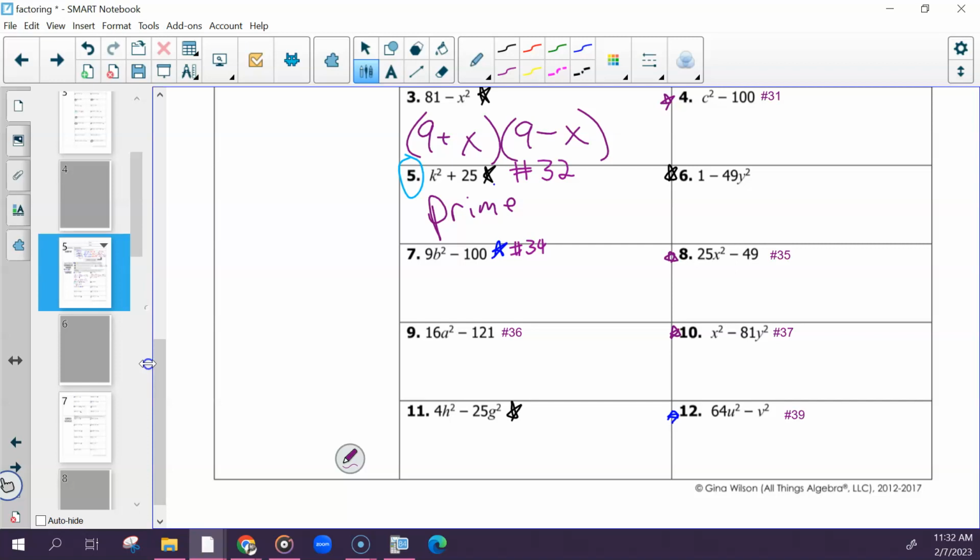Let's try 6. So now we're adding more numbers, more variables. Still doing the same thing. What times what will give you 1? 1. And then what times what will give you 49y squared? 7 and y. You would put those together. Yeah, 1 should be minus. Yeah, correct.